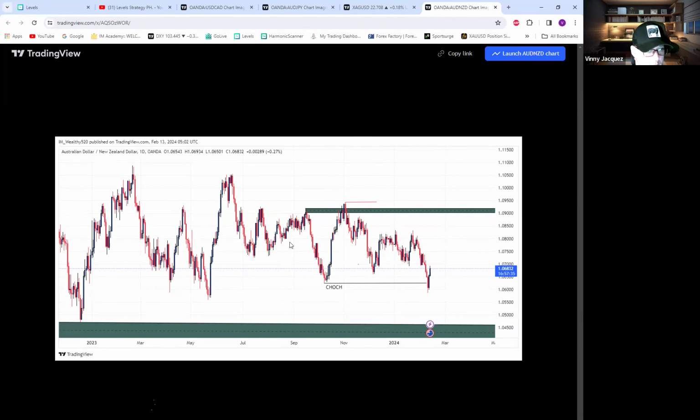AUDNZD. Yeah, that's very, very clean. What is this? The daily? Okay, cool. This is clean, bro. I see what you're talking about. Notice how even this right here, that's pretty crooked. But you know that's resistance, resistance, resistance. Breakout. We just changed character, right?